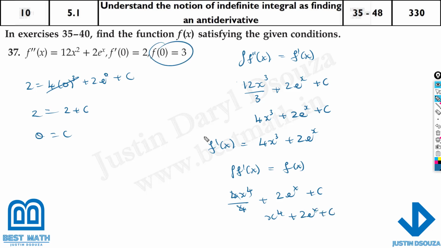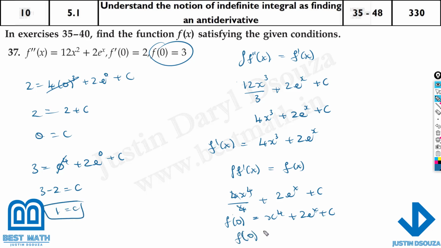Now here, what is the second condition for f of 0? For f prime of 0, we had 2. For f of 0, we have 3. So here 3 equals 0 to the power 4 plus 2 e to the power 0 plus c. Now we will cancel this 0 off, and this is 2 into 1 because e to the power 0 is 1. Anything raised to the power 0 is 1. 3 minus 2 is equal to c, that is 1 equals c. So the final answer for f of x is x power 4 plus 2 e to the power x plus 1. So this is the correct answer.